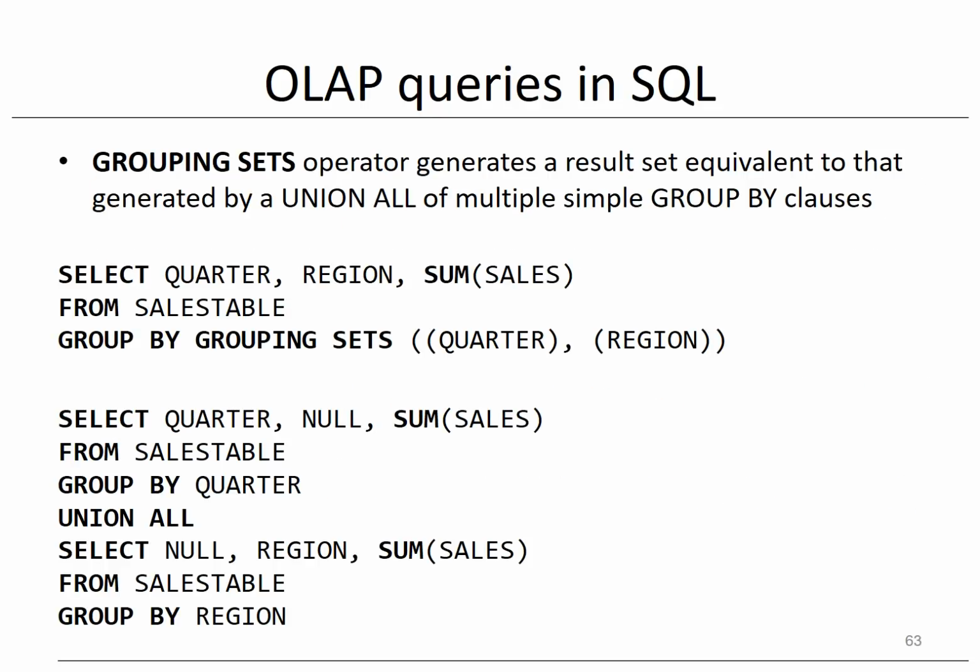The grouping sets operator generates a result set equivalent to that generated by a union all of multiple, simple group by clauses. Consider the following example. Select quarter, region, sum sales from sales table, group by grouping sets, quarter, region. This query is equivalent to select quarter, null, sum sales from sales table, group by quarter, union all, select null, region, sum sales from sales table, group by region.